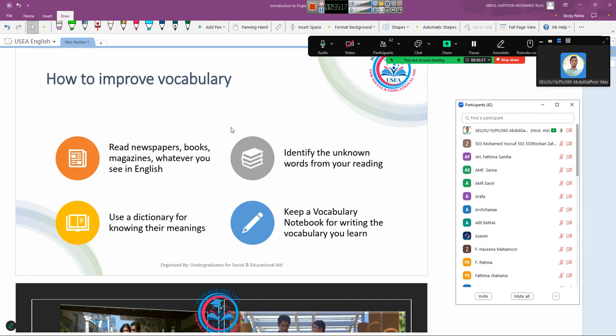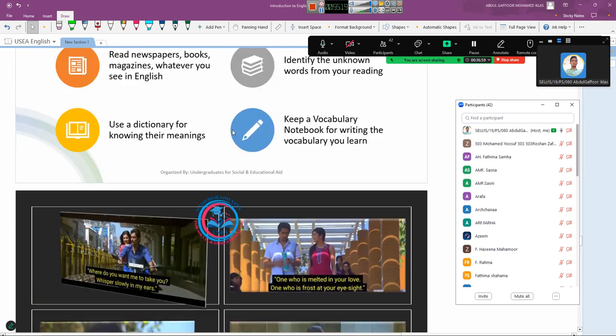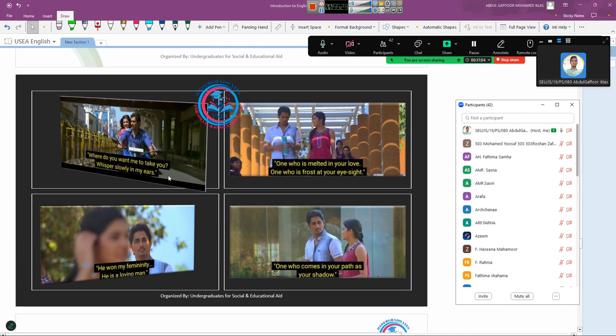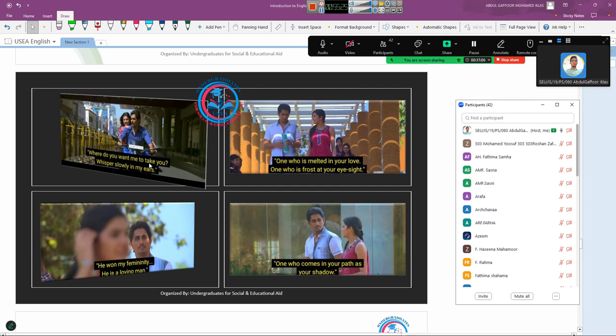For example, we will see, right? Now for example, this is the song, right? What song is this? So I just watched this song along with the subtitles, right? So I encountered some unknown words. I'm going to teach them to you, right?